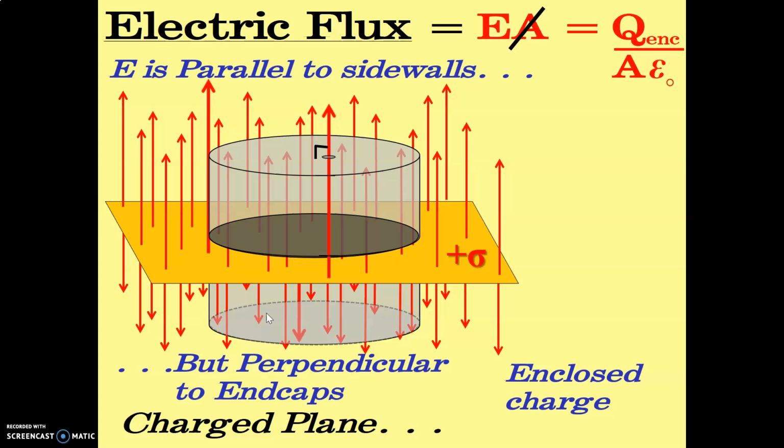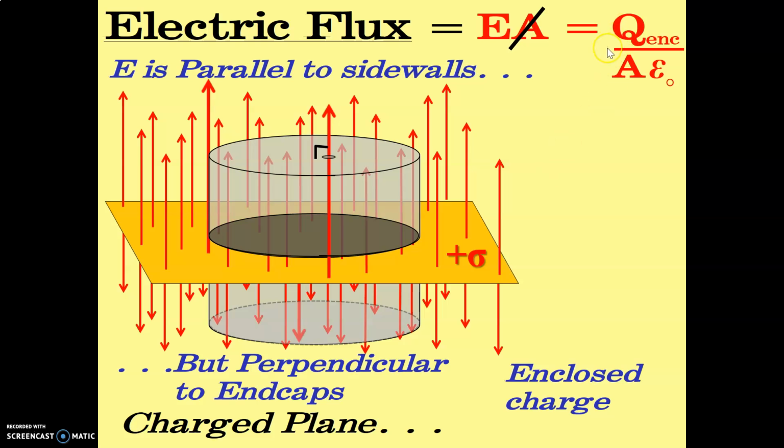Now, I could have used a box instead of a cylinder, and then we'd have the end caps at the top and bottom of the box. But either way is fine, because you'll see in the next couple steps that all we need to know is that this area here and this area here together are the enclosing areas that are perpendicular to the electric field. Alright, so let's take a couple steps here now.